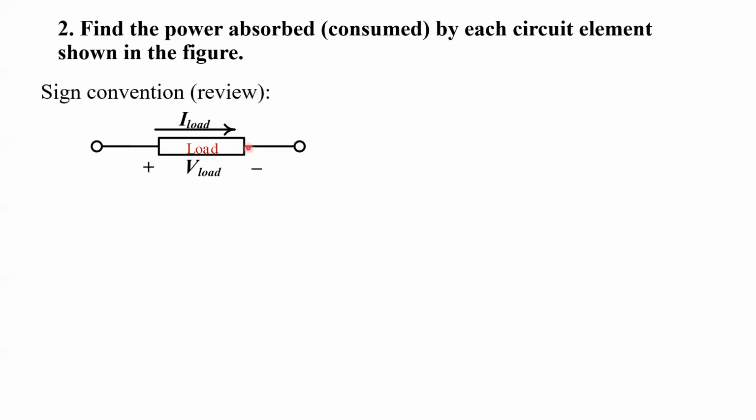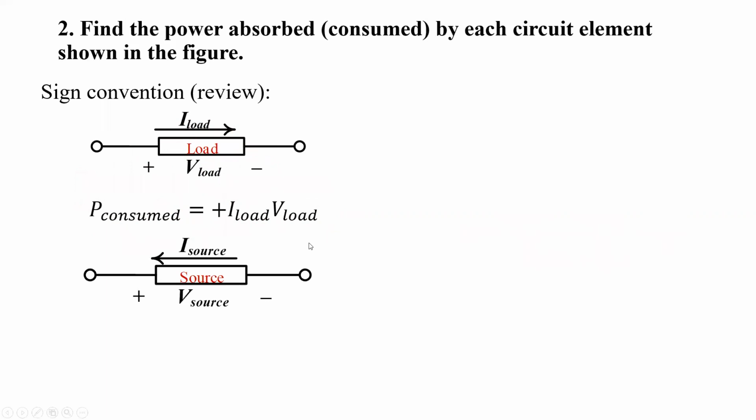Let's see this figure. Here we can see that the case of a load is given. So if the case of a load is given, we have to understand that inside this element, the current will always flow from the positive terminal, positive polarity, to the negative polarity. So if the current flows from positive polarity to negative polarity inside the load, then the power will be positive. It means that this circuit element is absorbing or consuming power, and power will be given by the product of current and voltage.